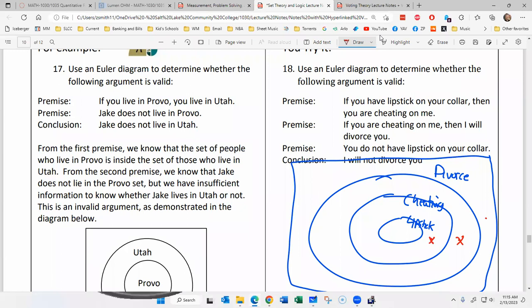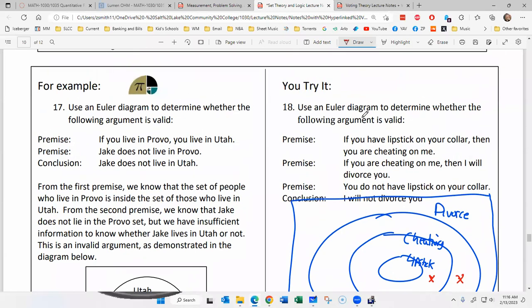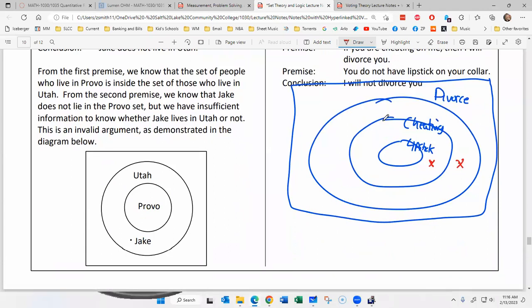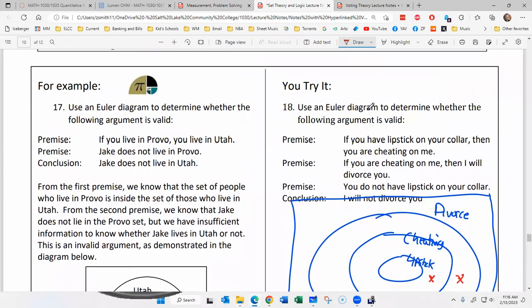This one is the I will not divorce you, but that's not necessarily the case, because you might have cheated for some other reason, and you might have done something besides cheating that had a divorce happen. So both of these situations follow all the premises, but the conclusion is not met. So that disproves this argument. This argument is invalid using an Euler diagram.